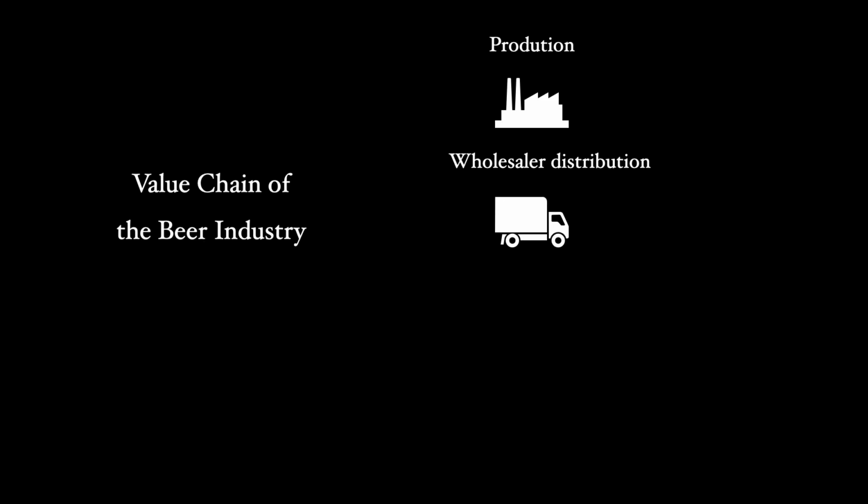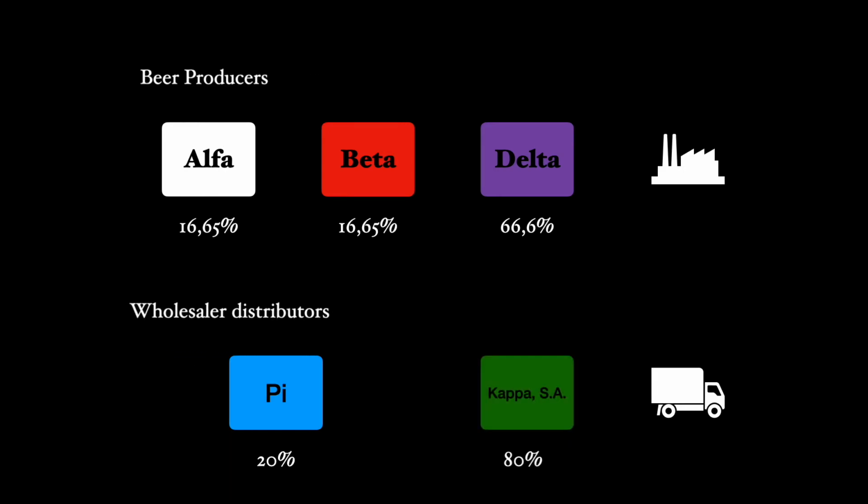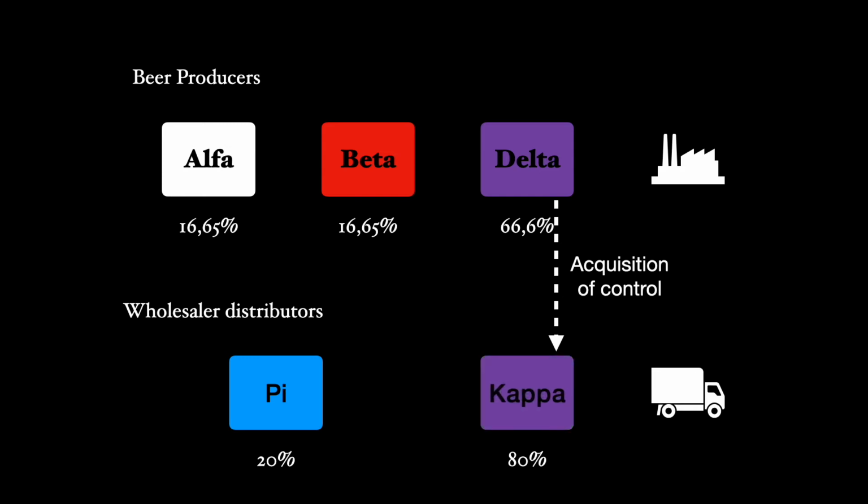Now, in this value chain, a vertical merger would involve the levels of production and wholesaler distribution, for instance. So let's consider that we have 3 beer producers and 2 wholesaler distributors in a given market. And let's now assume that Delta acquires Kappa, thus acquiring full control over this distributor.